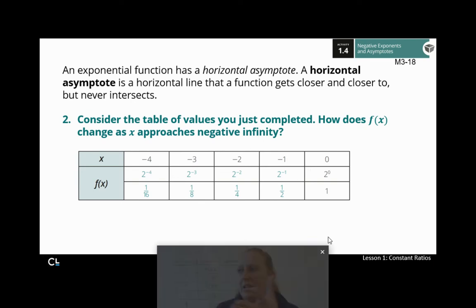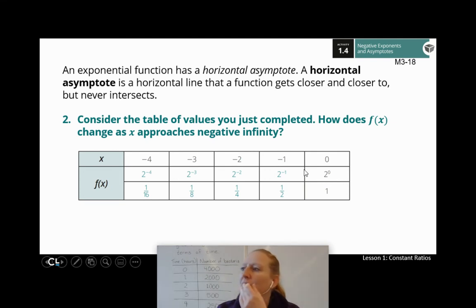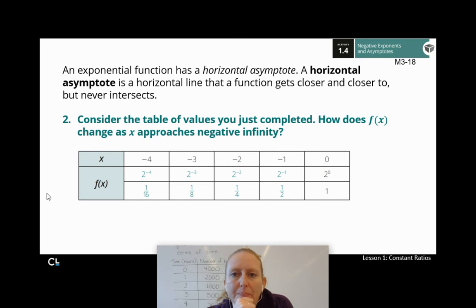So consider the table of values you just completed. How does f of x change as x approaches negative infinity? What does it look like my function is heading toward as x gets smaller and smaller, as I go negative 1, negative 2, negative 3, negative 4? As I head toward negative infinity on my x, look at these values we did for f of x, or y. What does it look like my output is heading toward as I move further and further this way? Go ahead and hit pause, jot down your thoughts, and then hit play when you're ready to check your work.